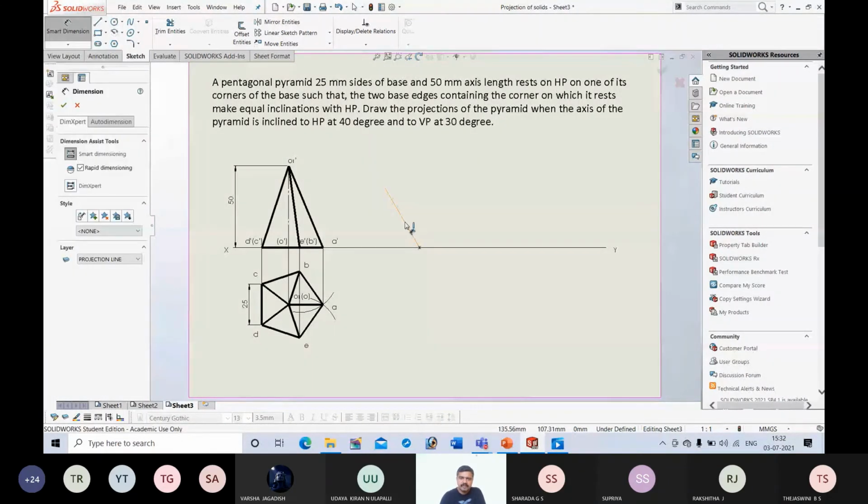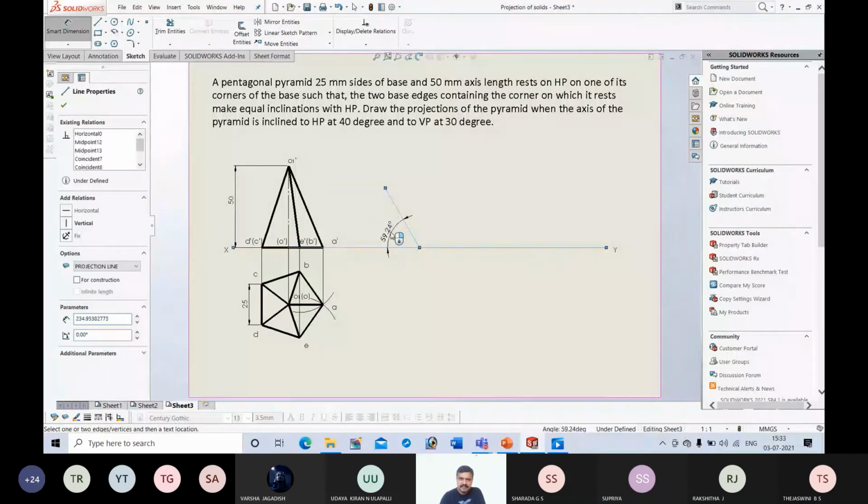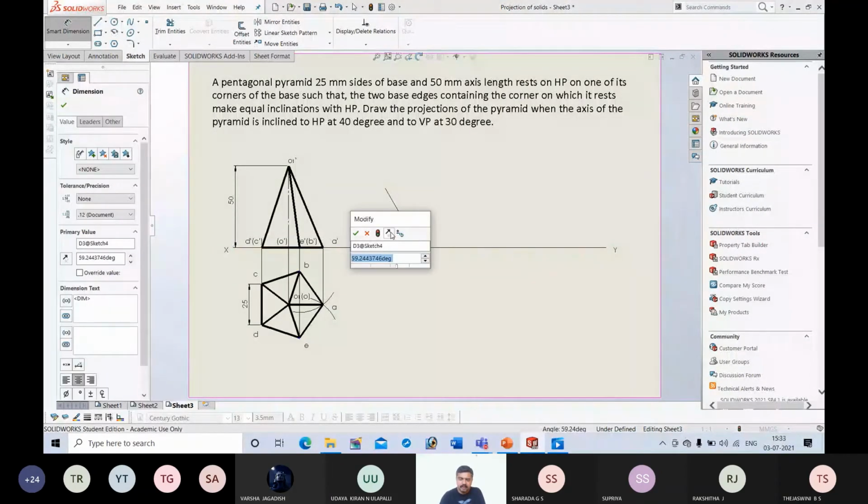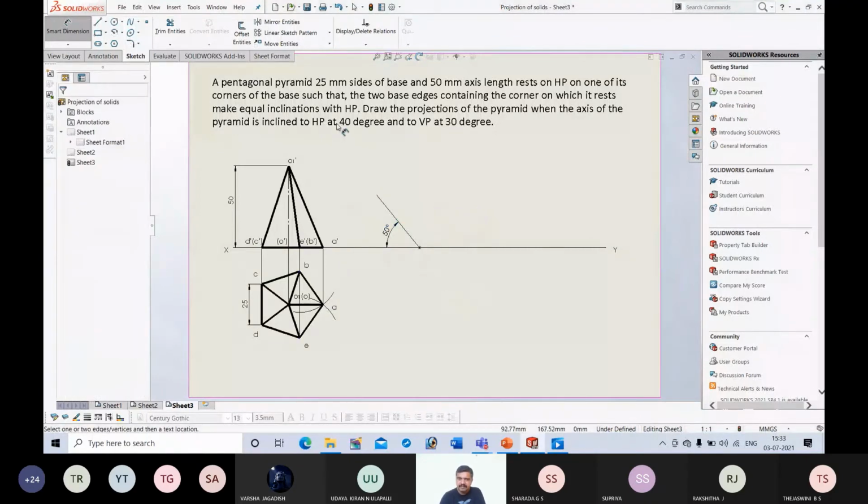Suppose if you want to make the axis inclined at 45 degree, the base should be lifted by 45 degree. 90 minus the given inclination of the axis will give you the inclination of the base. Here 90 minus 40 is 50. Suppose if you want to incline the axis to 60 degree, then you should make the base inclined at 30 degree. Like that you should do. So first I will draw a line inclined at 50 degree.